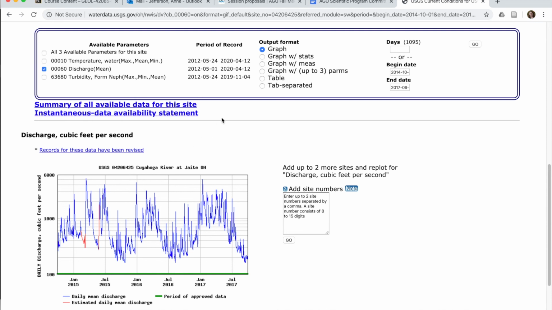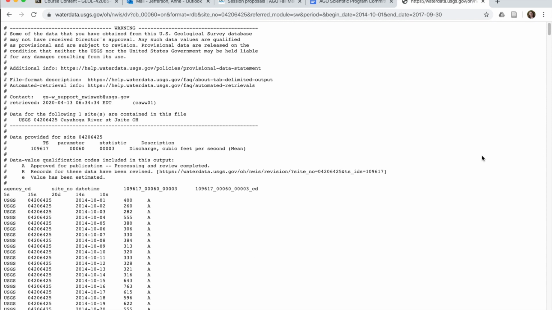All right, so now we want to actually download the data. So we're going to go up to the output format again, and let's click on tab separated data. Let's download the tab separated data for this period of record. We'll click go. All right, so it looks like this. Let's say you want to get this data out of here into something like Excel, someplace that's useful.